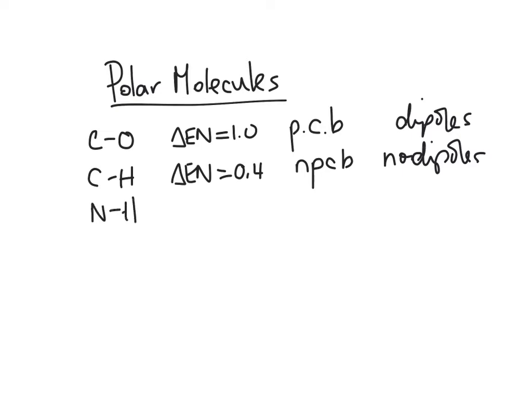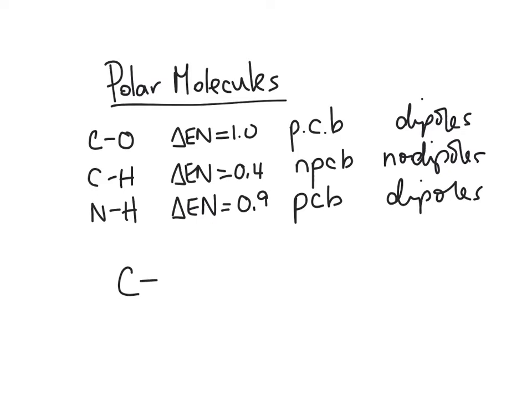Nitrogen and hydrogen. Nitrogen is 3.0. Hydrogen is 2.1. So the difference in electronegativity is 0.9. So it's a polar covalent bond, and you would put dipoles on it. So we're going to do dipoles as vectors. So carbon, oxygen. The oxygen has the greater pull, so you would draw your dipole as a vector, as an arrow going towards oxygen.